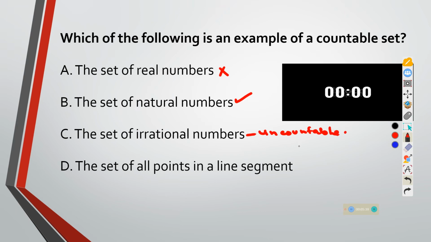And when you look at D, the set of all points in a line segment, this is also uncountable. So basically, we shall have our correct option as B. So B will be our answer. So let us look at the next question.